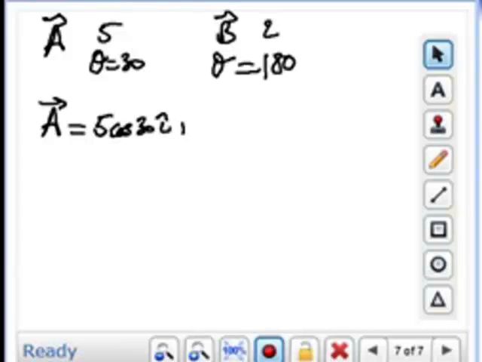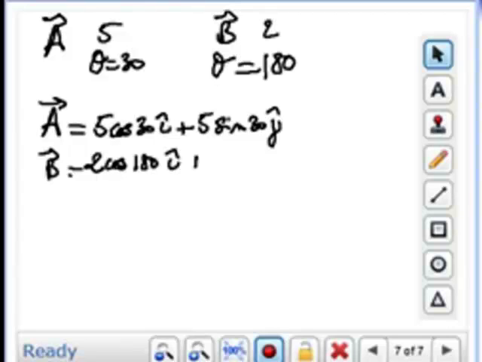i plus 5 sine 30 j, and similarly I can write my vector B as 2 cosine 180 i plus 2 sine 180 j. Okay, so far so good.